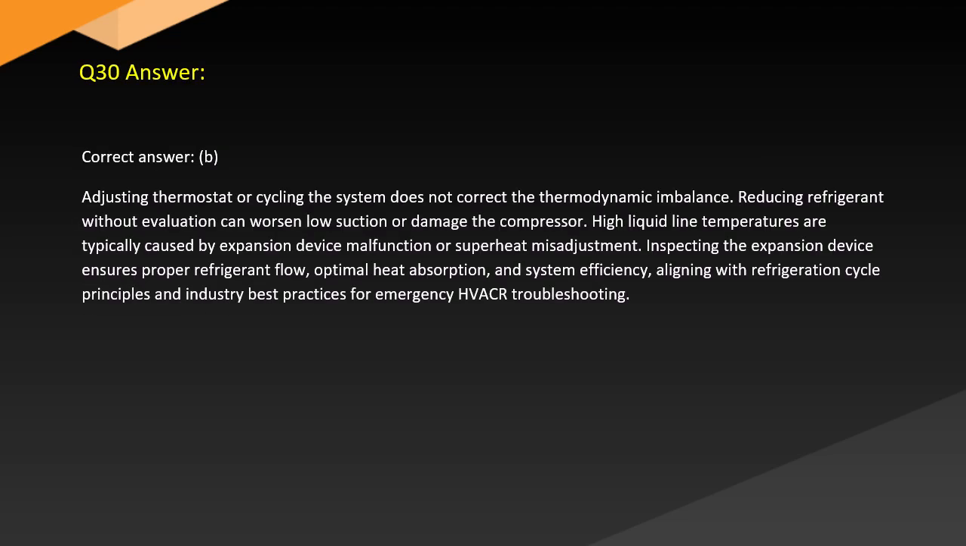Answer. Correct answer: B. Adjusting thermostat or cycling the system does not correct the thermodynamic imbalance. Reducing refrigerant without evaluation can worsen low suction or damage the compressor. High liquid line temperatures are typically caused by expansion device malfunction or superheat misadjustment. Inspecting the expansion device ensures proper refrigerant flow, optimal heat absorption, and system efficiency, aligning with refrigeration principles and industry best practices for emergency HVACR troubleshooting.